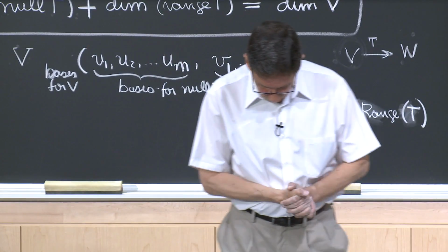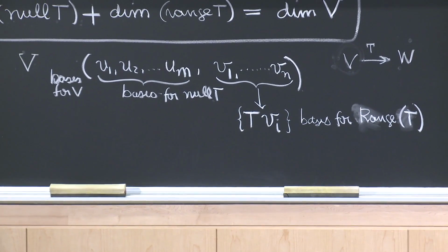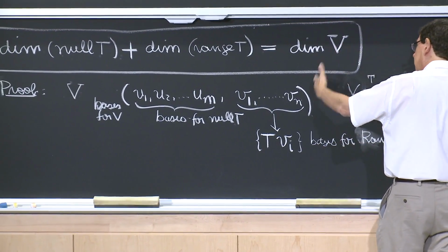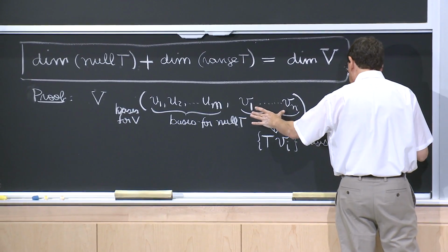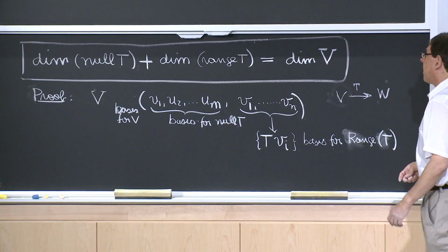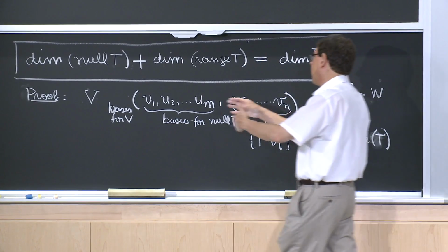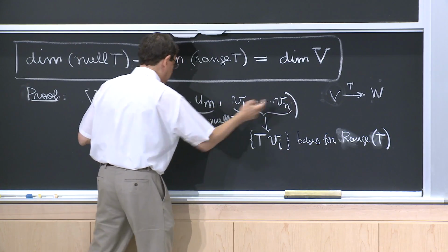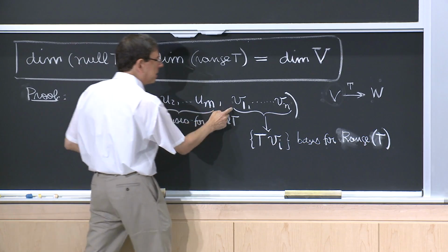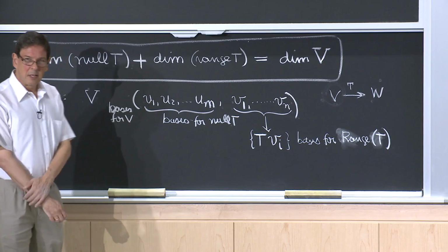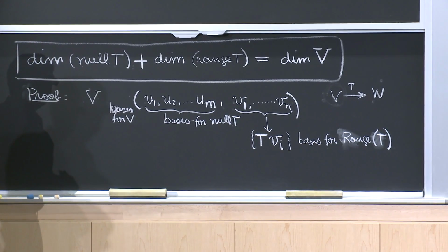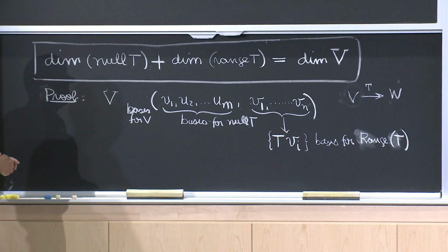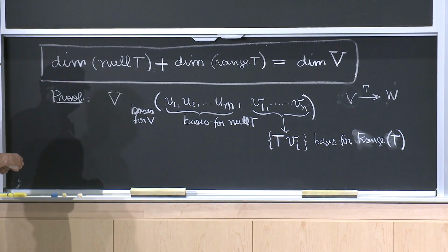So if that is the case, if you can show that these remaining vectors that are needed to form a basis of V are a basis for range of T, then you would have that the whole dimensionality of the vector space is the number of vectors here plus the number of vectors there. That's the dimension of null plus the dimension of range. So that would prove the result. And it's not that hard to do that step. And you may enjoy thinking about it.